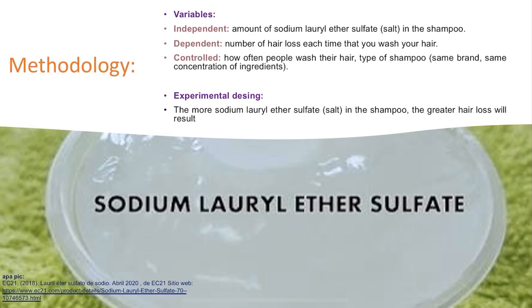So first, the variables that are recognized are the independent, which is the one that I can control or manipulate, that in this case is the amount of sodium lauryl ether sulfate, which is the salt in the shampoo. Then I have the dependent, that is the consequence, and it is the number of hair loss each time that someone washes their hair. Also, I have the controls, which are how often people wash their hair and the type of shampoo. My hypothesis was that the more quantity of salt in the shampoo, the greater hair loss will result.